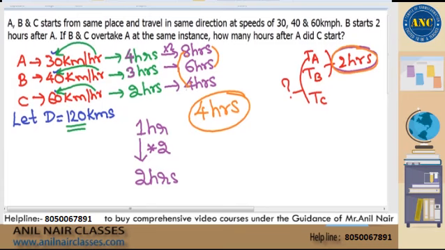Ultimately, the intention is to get the answer in a faster way so that we can maximize the number of questions and maximize our score. I hope it is clear, sir. Next question.